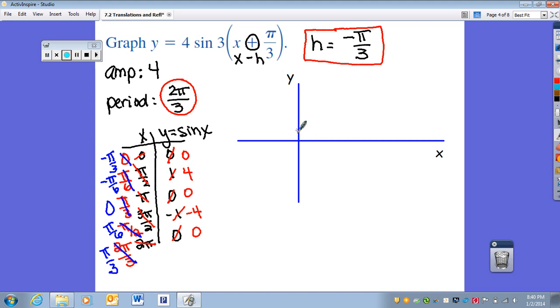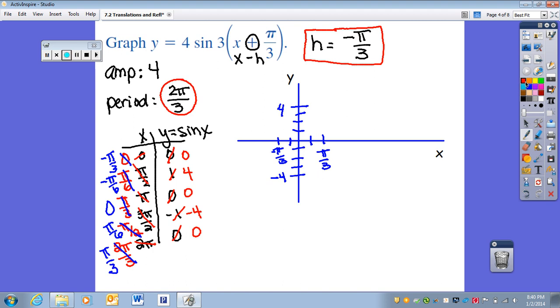So when we graph, we're at 0, 1, 2, 3, positive 4. And the negatives will have negative 1, negative 2, negative 3, negative 4. And then we need to make our markings for our horizontal. So we'll make this at negative pi over 6 and negative pi over 3. And then we'll have positive pi over 6 and positive pi over 3. And then we can go ahead and graph our sine function.